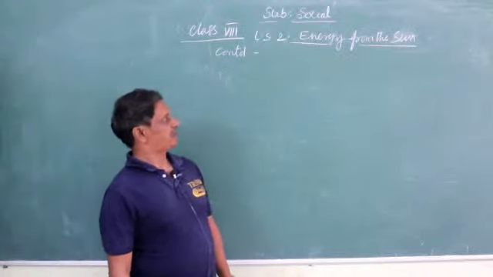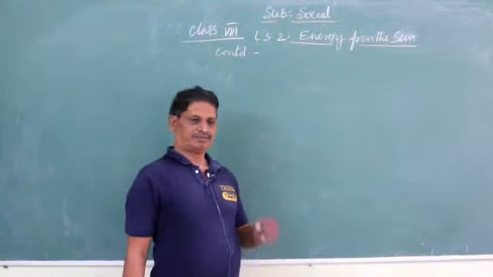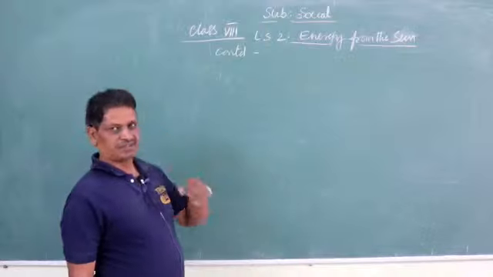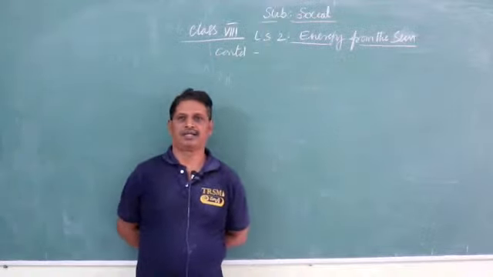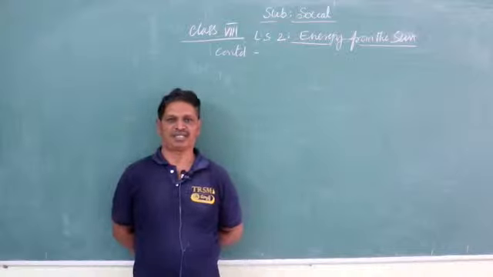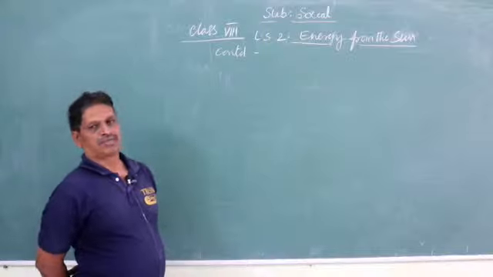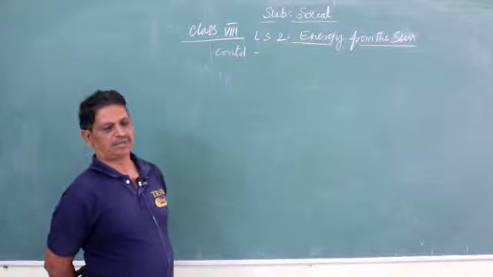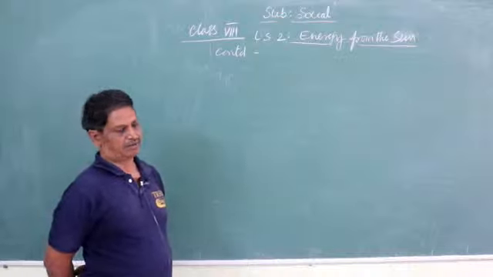Second lesson continued, energy from the sun. As we have learned about how the energy is derived from the sun, emitted by the sun, that is called solar radiation. The incoming of solar radiation is called the insolation.